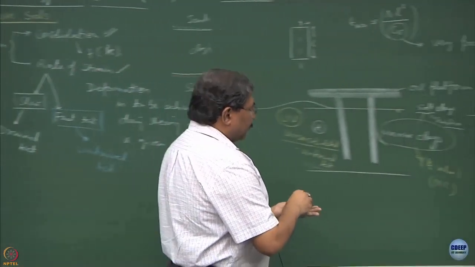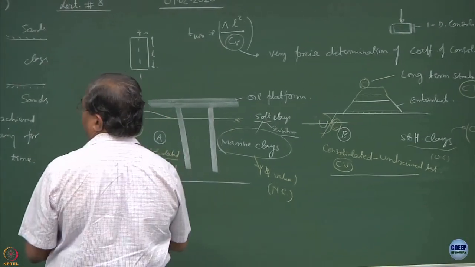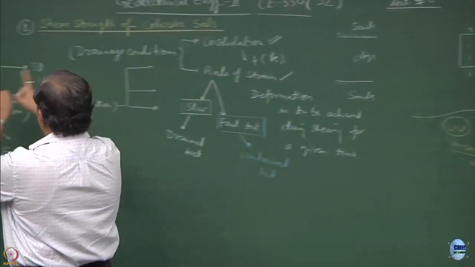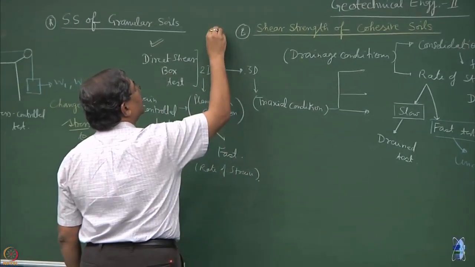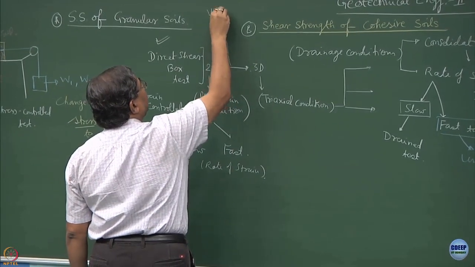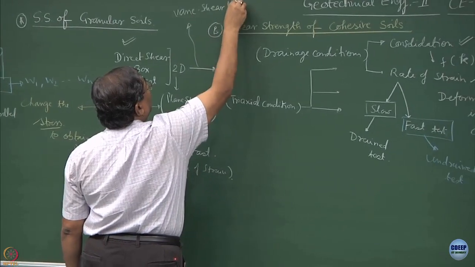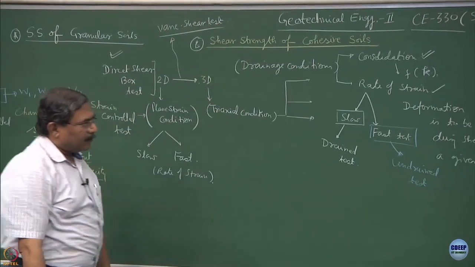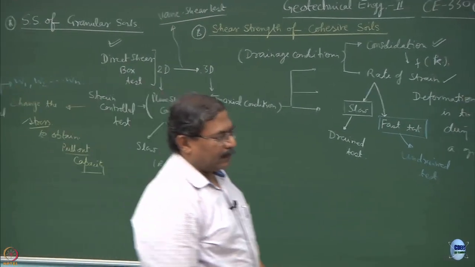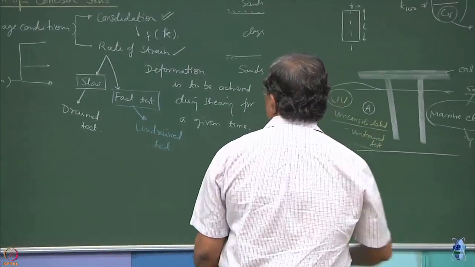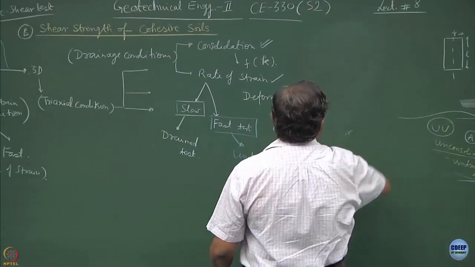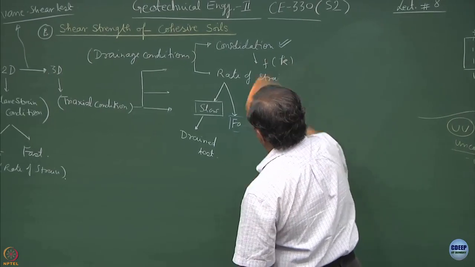So, for these type of samples normally we do vane shear test. Somewhere in between 2D and 3D falls the category of a vane shear test. Those of you who have done engineering mechanics properly will realize that it is a good example of the bearings which you talked about.